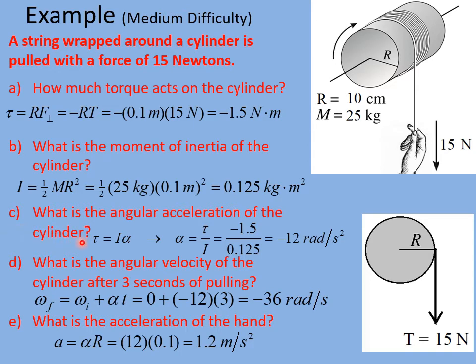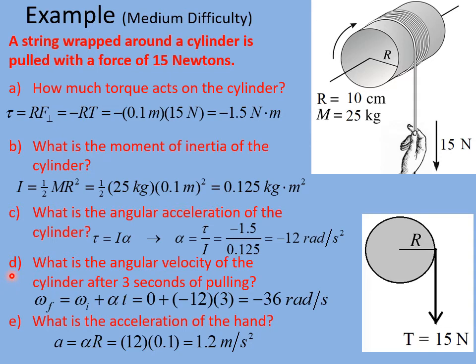Part C, what is the angular acceleration of the cylinder? Here we're going to apply Newton's second law in its rotational form. So torque equals I alpha. Alpha is therefore torque divided by I. So I have minus 1.5 for torque and 0.125 for I, which gives me an angular acceleration of negative 12 radians per second squared. Again, this minus sign just means that this thing is speeding up in the negative direction. It's going in the clockwise direction. That's why we have a minus sign there.